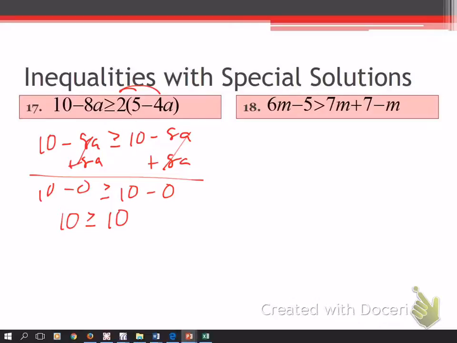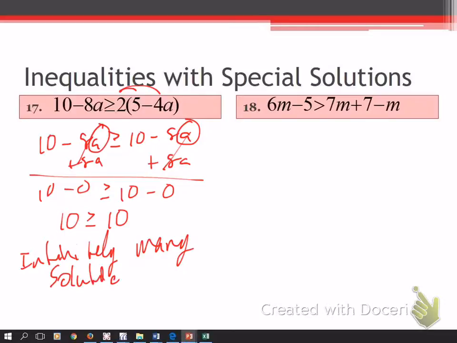I'm looking for solutions. And solutions are any number I can plug in for A that would make this inequality true. Well, if you look up here, the two sides, the left and right side, are exactly the same. So whatever I decide to plug in for A, the left and the right side will still be the same. And since this is an equal to inequality, that means that this inequality will always be true no matter what I plug in for A. So this is our infinitely many solutions. Right?